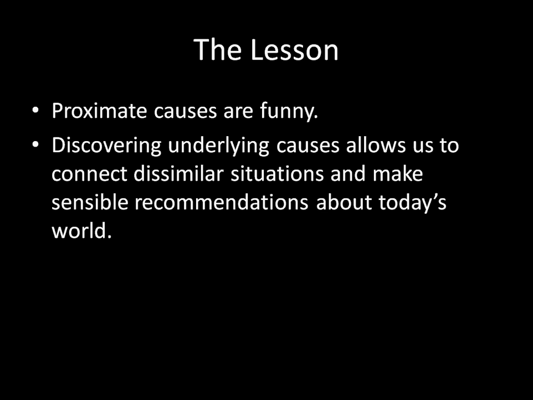The lesson overall is that proximate causes are basically funny, but discovering underlying causes allows us to connect dissimilar situations and make sensible recommendations about today's world. If we're going to make policy recommendations, we need to base it off of underlying causes, not proximate causes. The issue, though, is that the process of discovering these underlying causes is really difficult. If it were easy, then we wouldn't have a discipline and you wouldn't see any of these social science majors in your colleges. They just wouldn't exist because they wouldn't be necessary because everything was so obvious. As it turns out, things are much more difficult than what it might appear to be.